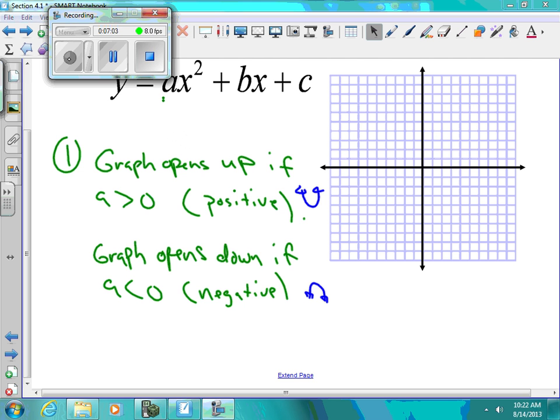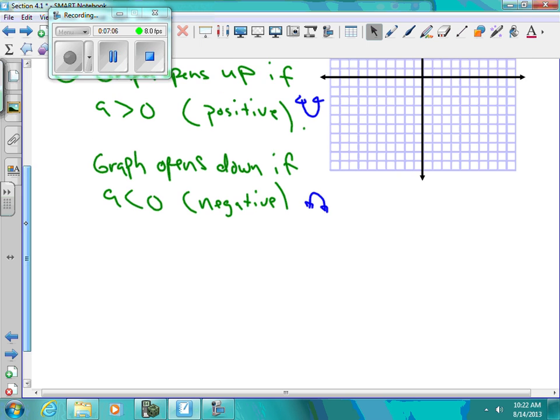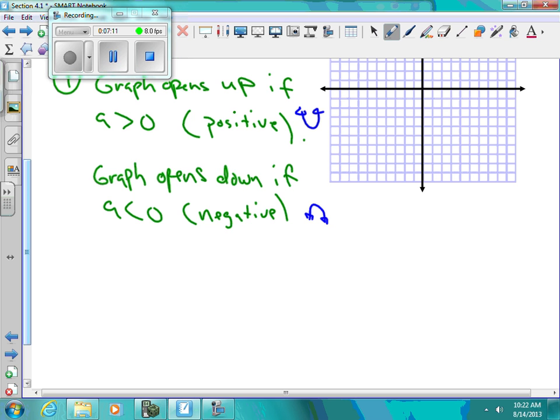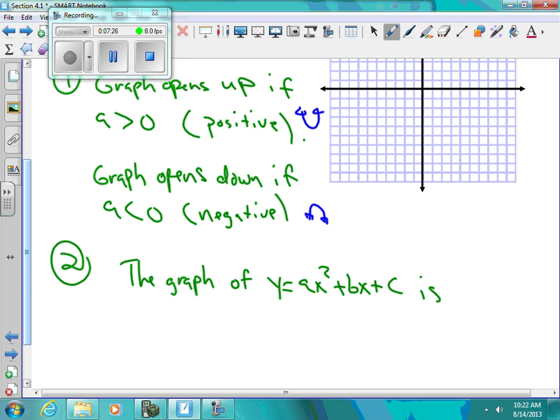The other thing is how the graph stretches or compresses. Okay, what do I mean by that? Well, what makes it get wider or narrower? Well, the graph of y equals ax squared plus bx plus c is narrower compared to y equals x squared if, what? Well, if the absolute value of A is bigger than 1.